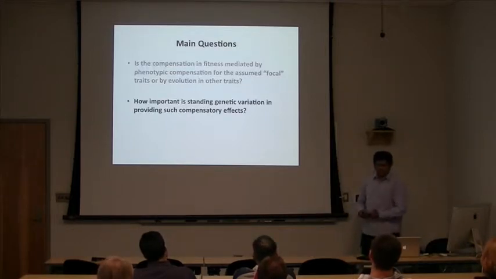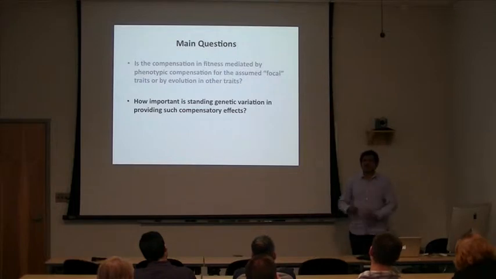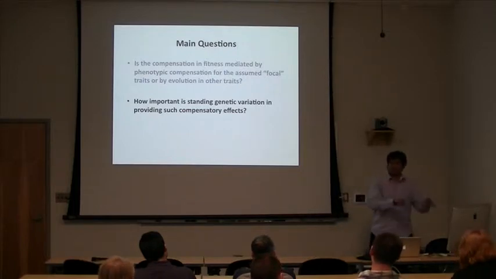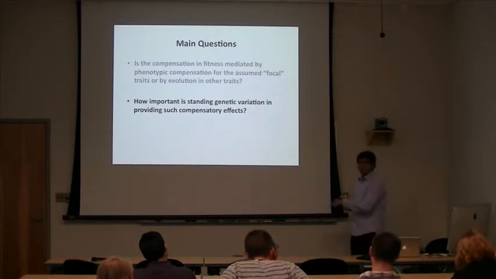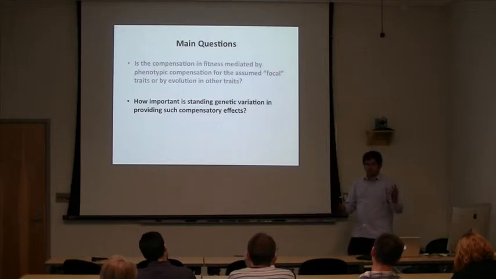How important is standing genetic variation in providing these effects? Now, for a sexual diploid organism, you might have mutations which are already present in a population, which can buffer traits, which can buffer harmful mutations. How important are these, or is it just all new mutations that we are waiting for?